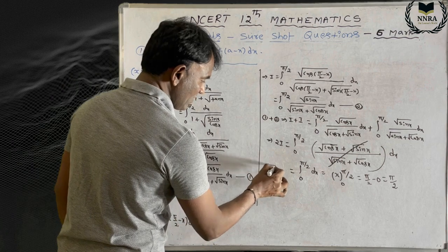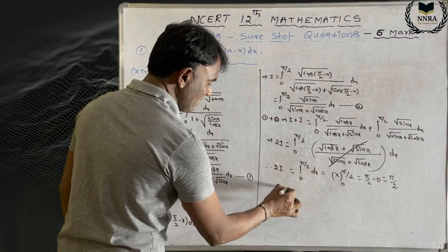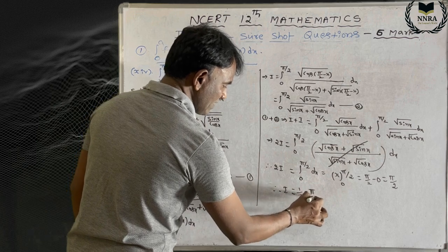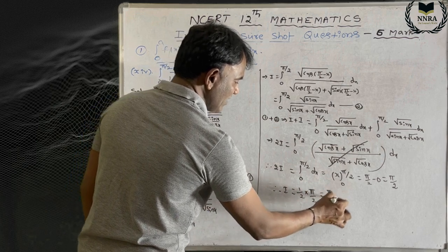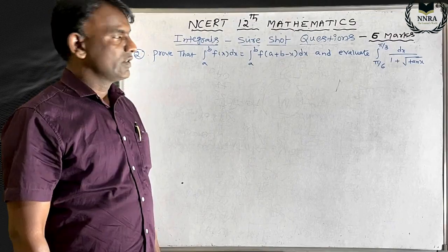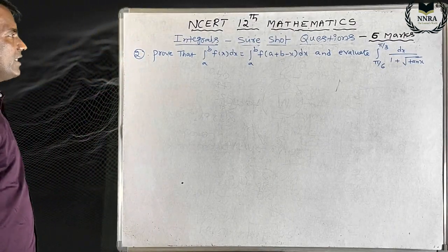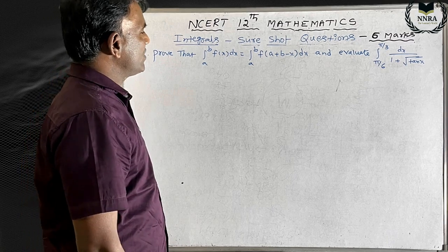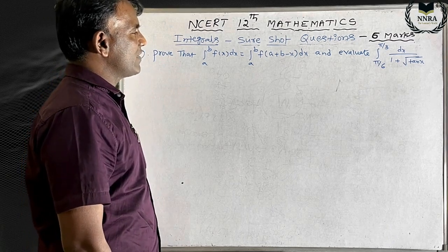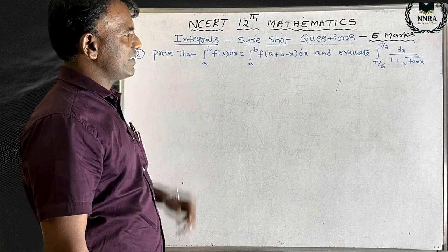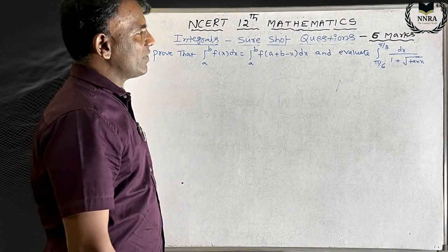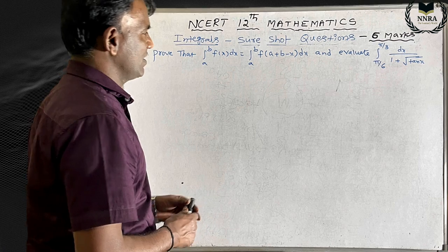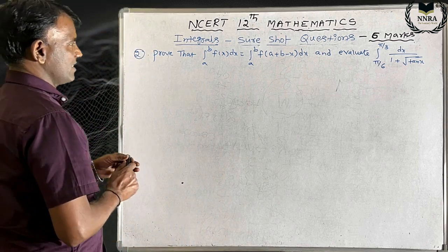So this is the value of 2I now. But we want the I value. How to write it? 1 by 2 into pi by 2, right? That can be written as pi by 4. That is the answer. Okay, now this is the second question. Prove that integral a to b f of x dx equals integral a to b f of a plus b minus x dx. So this is the derivation. And evaluate integral pi by 6 to pi by 3 dx by 1 plus root of tan x. So first we prove this derivation, right?